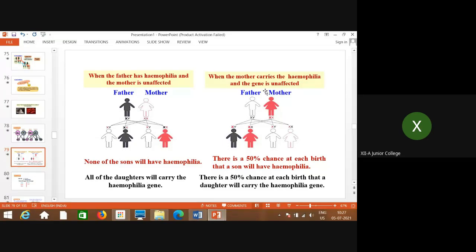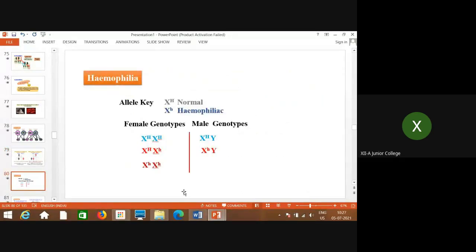Here also, when the mother carries the hemophilia gene but is not affected, that means just a carrier, and the father is normal, then what happens? What are the chances? There is a 50% chance at each birth that a son will have hemophilia. There is a 50% chance at each birth that a daughter will carry the hemophilia gene. So this you have to remember.